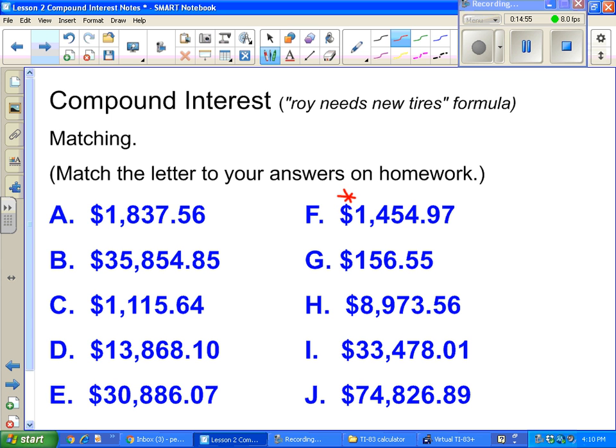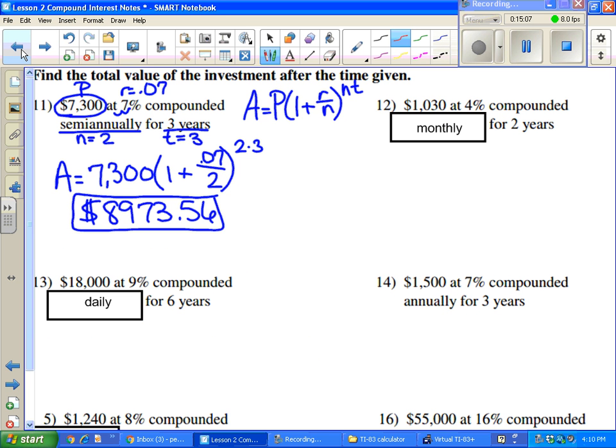For today's assignment, I did make a change. I wish I hadn't done that, but anyway, this is a matching assignment. I noticed that my answer, $8,973.56, is letter H. So if I come back over here, I'm going to match letter H. Now, you can work the problems and then check to see if you can match all of your answers.